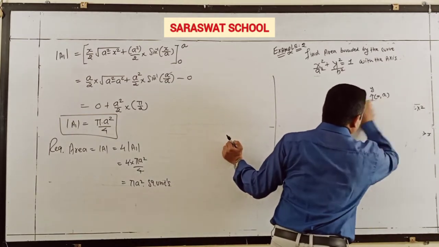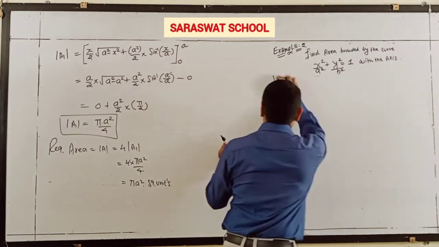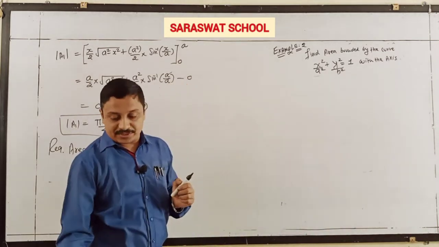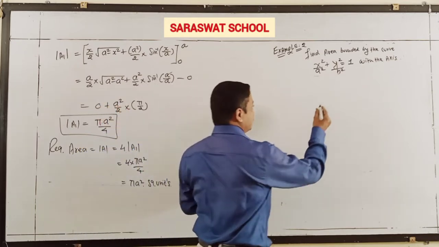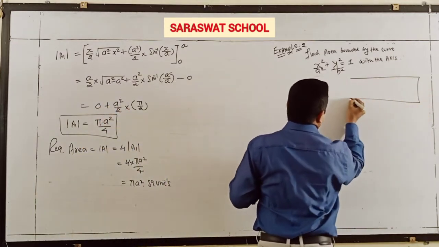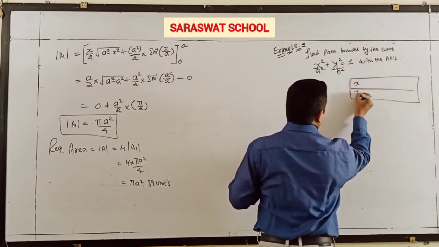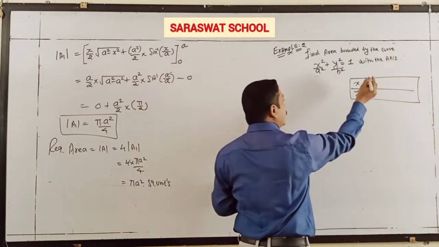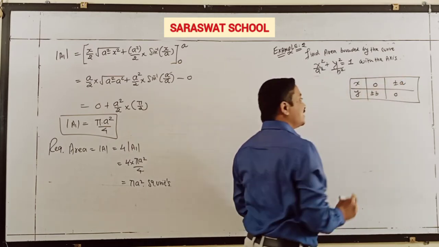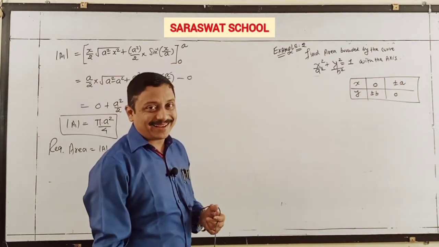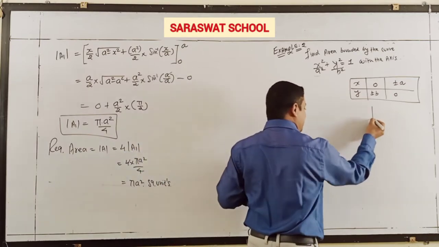But this time, students, an ellipse is given: x square by a square plus y square by b square equal to 1. First of all, I plot the table. Systematically going, don't worry. X and y: put x 0, y is plus or minus b. But y 0, x is plus or minus a. And apply on the ellipse drawing. This is your ellipse.